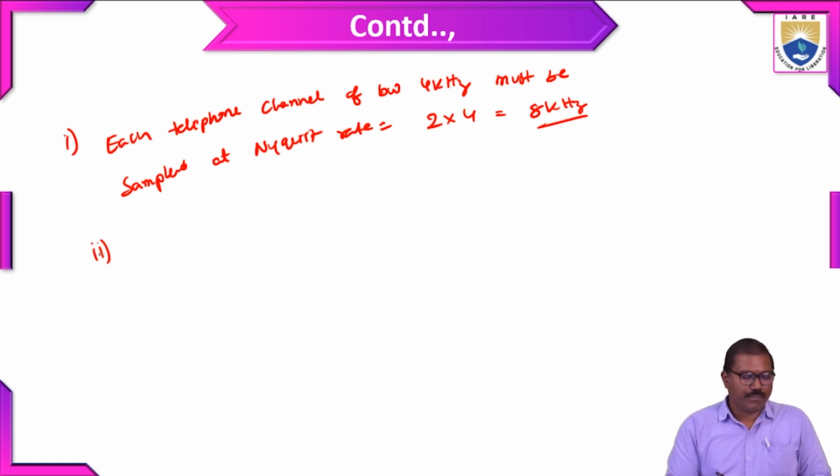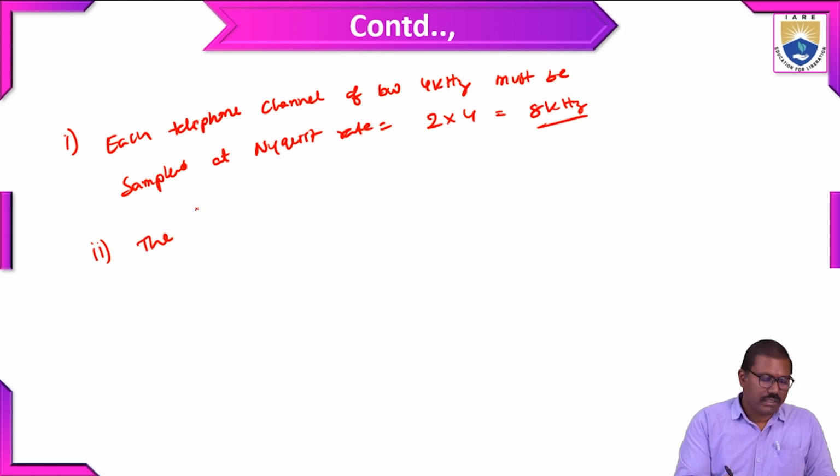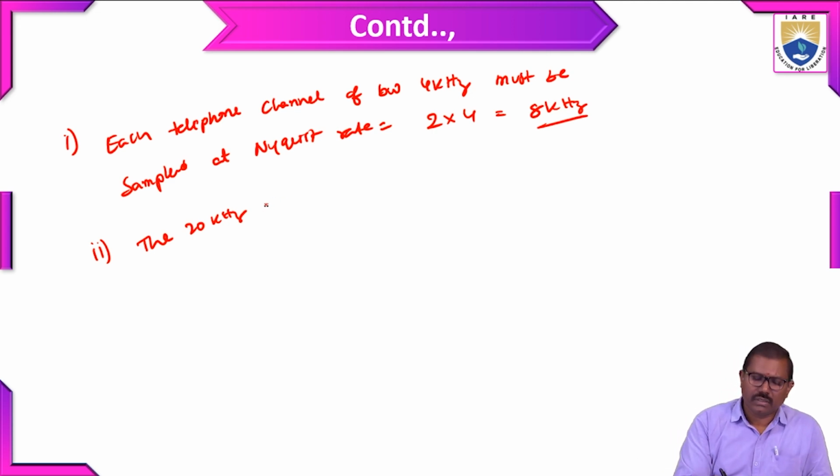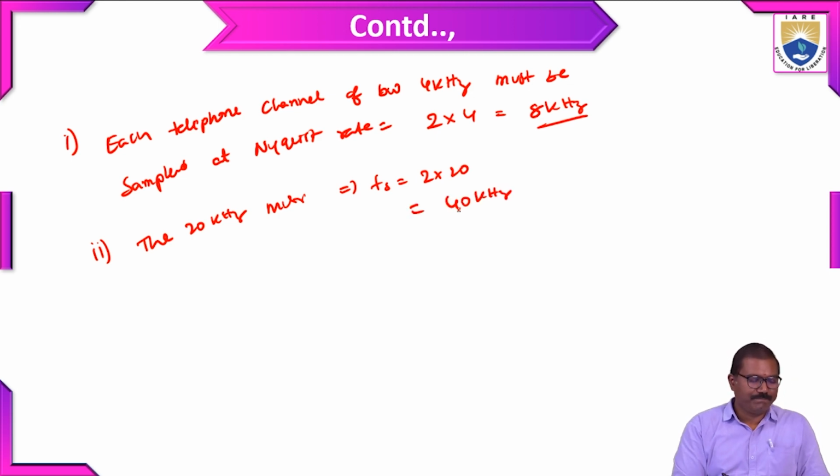And the second one, the 20 kilohertz music channel must be sampled. Why? Because when you are going to transmit, each channel is going to be sampled. Before multiplexing, the sampling is required. So for the 20 kHz music channel, fs is equal to 2 fm, that is 2 into 20, which gives 40 kilohertz. Okay. So the samples are required.